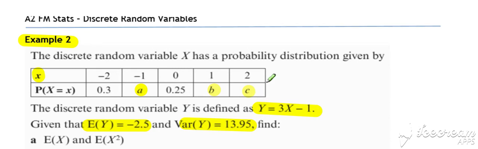And the third bit of information is that we know that the total of the probabilities in any probability distribution is equal to 1. So the idea here is using those three bits of information: probabilities add up to 1, expected value of y is minus 2.5, and variance of y is 13.95. Three bits of information, three unknowns, and we should be able to set up simultaneous equations to work out A, B, and C. Anyway, let's deal with each part in turn.